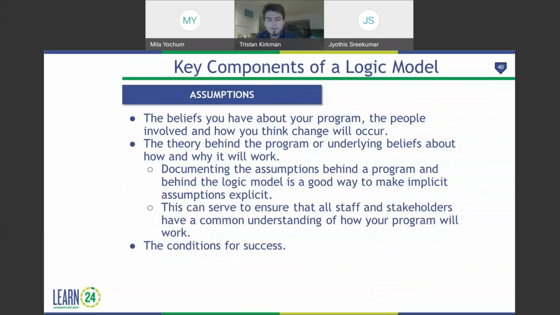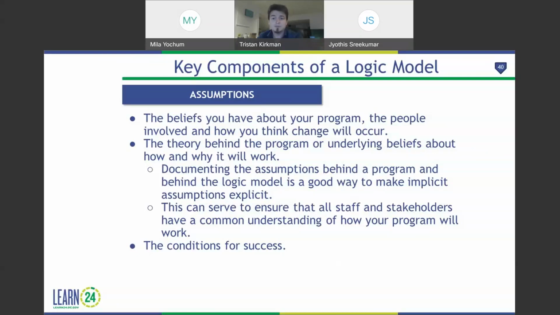So now that we've covered some outcome stuff, we're moving on to some of the final pieces of our comprehensive logic model, assumptions and external factors. So first, assumptions. Assumptions are the beliefs that you have about your program, the people involved, and how you think change will occur. This gets into the theory behind your program and the underlying beliefs about how and why it will work. Documenting the assumptions behind a program and behind the logic model is a good way to make implicit assumptions explicit.